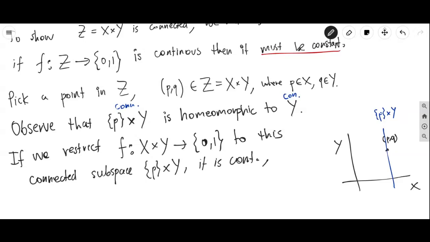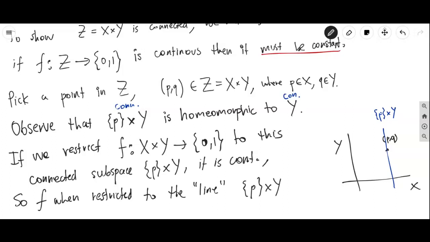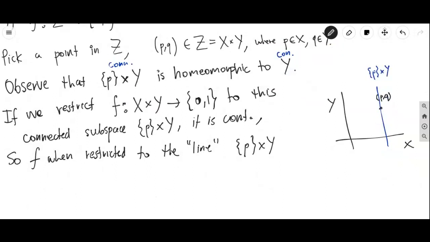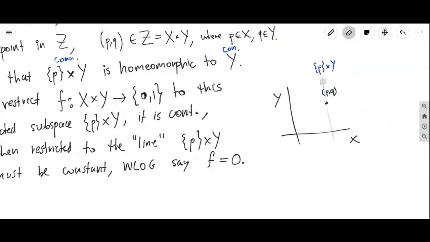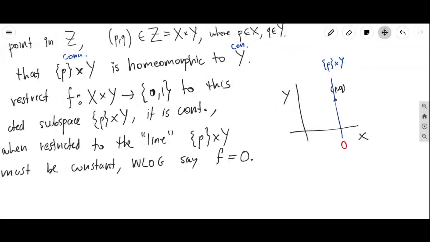So f, when restricted to the line {p} times Y, must be constant. It must be constant on that line because that's a connected space. So without loss of generality, say that f is equal to 0. So we're going to therefore assume that this continuous function, when restricted to this entire line, is equal to 0. So on this entire line, the function is equal to 0.